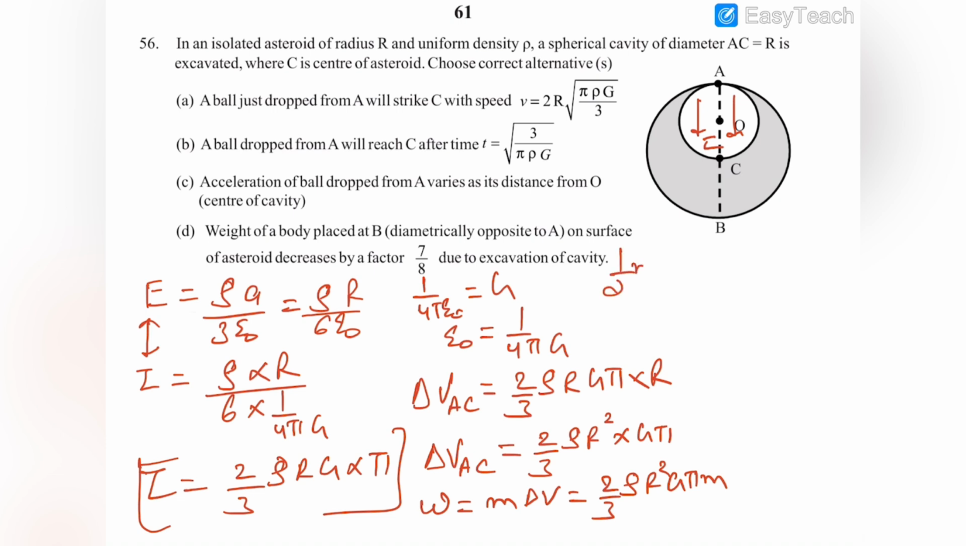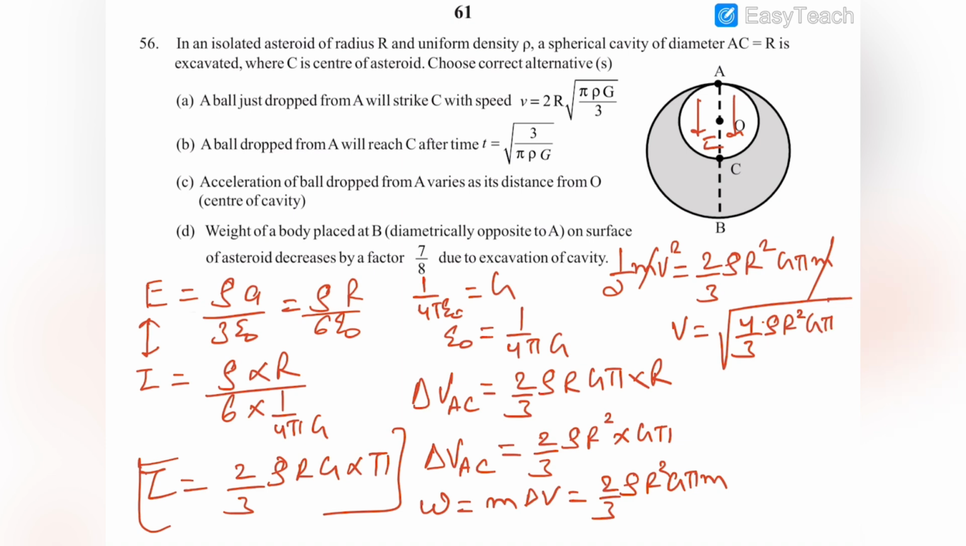Now this work done is in the form of kinetic energy. So let us equate it with kinetic energy. Cancelling m with m, v is equal to the square root of 4 by 3 rho r squared G pi. So v is equal to 2r under root of rho G pi by 3. So the correct option is A.